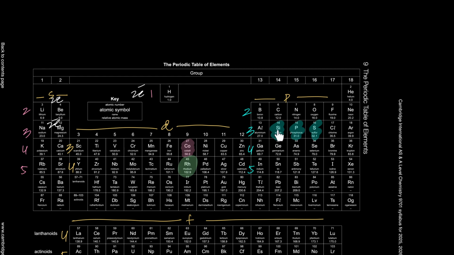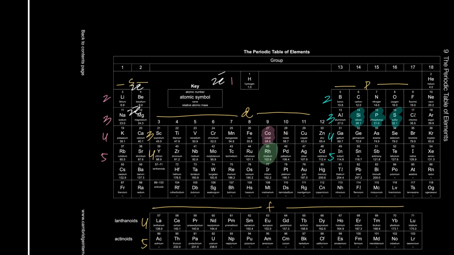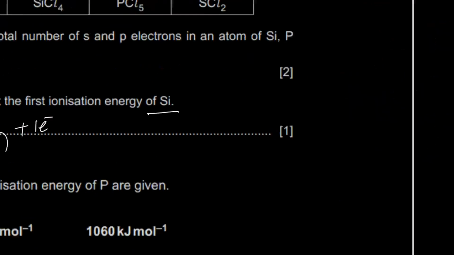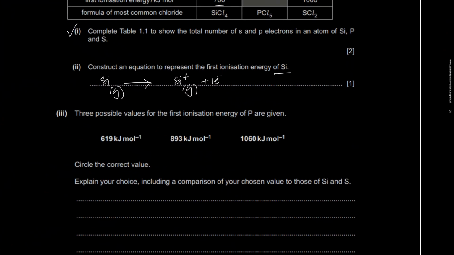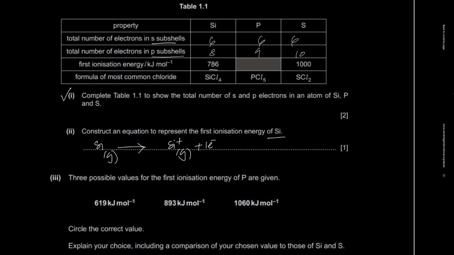Why? Because across the period, it's obviously getting higher, but it's higher than sulfur because between sulfur and phosphorus there's the exception. Sulfur has a lower ionization energy because of spin pair repulsion, which outweighs the increase in nuclear charge. So it should be higher than silicon as well as higher than sulfur. The concepts must be clear. So silicon is right here, 1786, and it must be higher than 1786, so it should be 1060.